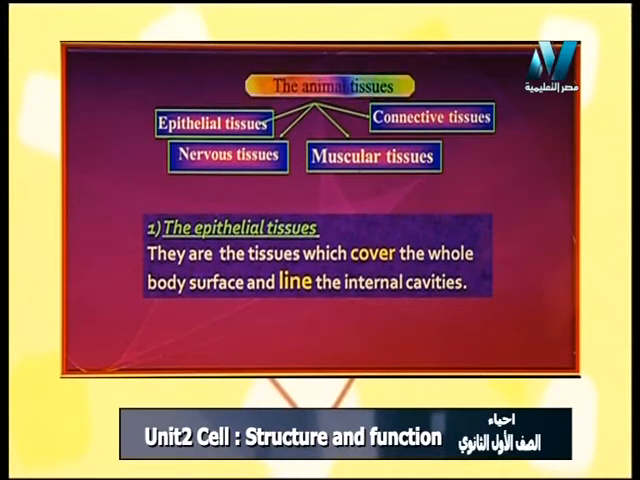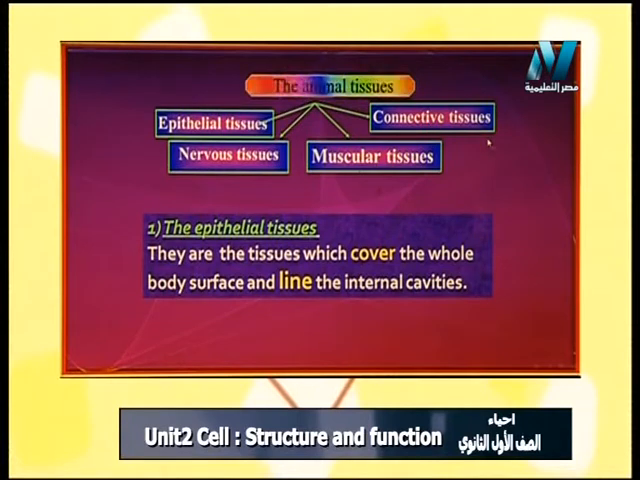خلينا نفتكر ان الابيثيليال تيشو مهمة لان حسب المكان بتاعها، يعني لما اقول it covers the whole body surface يبقى as a skin، لكن line the internal cavities يبقى هقول as a small intestine. طبعا في السكين بتعمل حاجتين، بتعمل protect the body against or the underlying cells against harmful bacteria and dryness. Also the epithelial tissue of the skin can secrete wastes as a sweat, but also the epithelial tissue inside the small intestine responsible for absorption of food and the secretion of mucus.